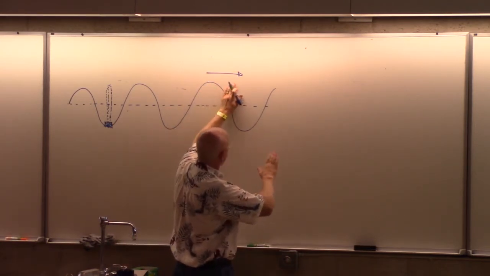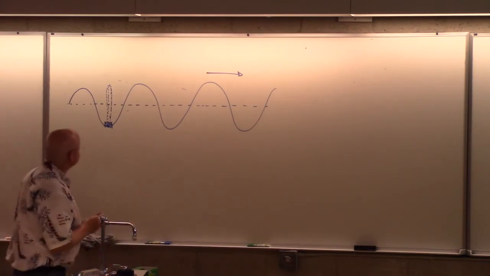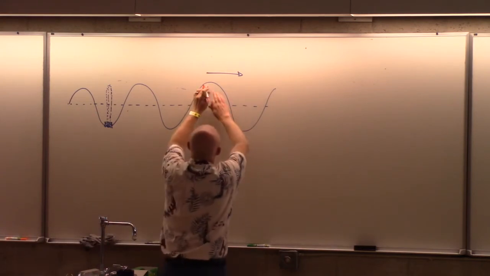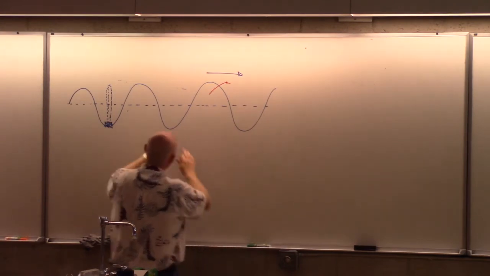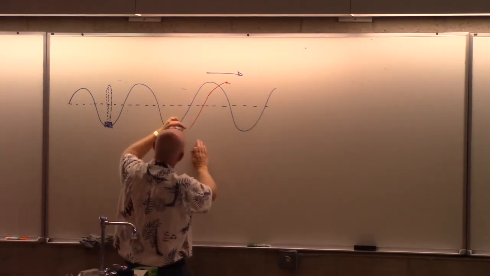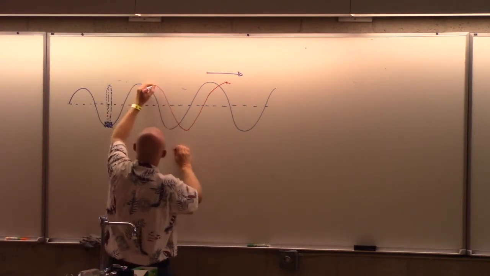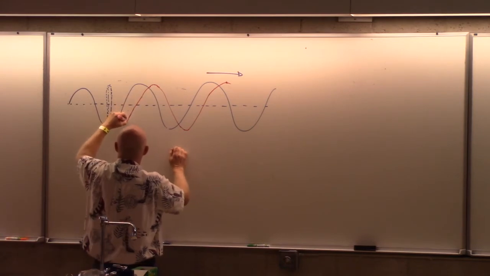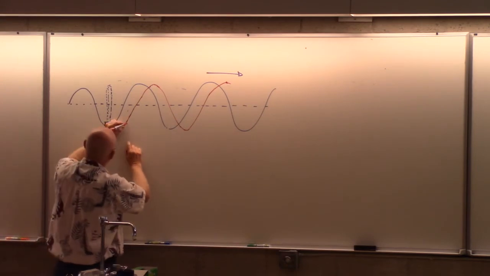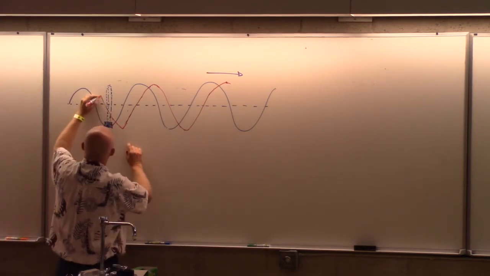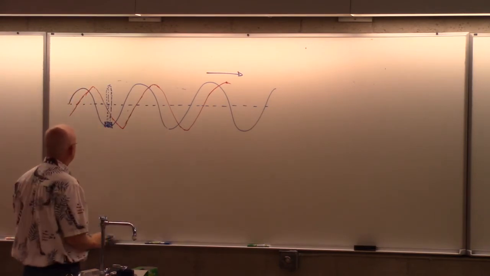But another way is to say if the wave is moving along, what will happen is this crest will move forward, and I'll change colors a little bit. Where'd my red go? And so if I move it to, say, here, then this trough would also move forward, which of course this crest over here would move forward, which again means this trough moves forward. And then lastly, this crest would move forward.